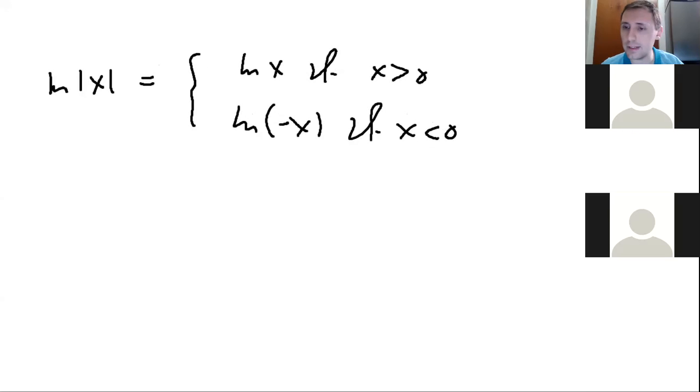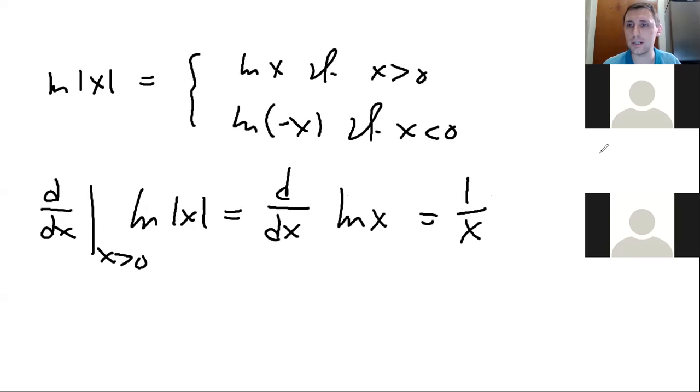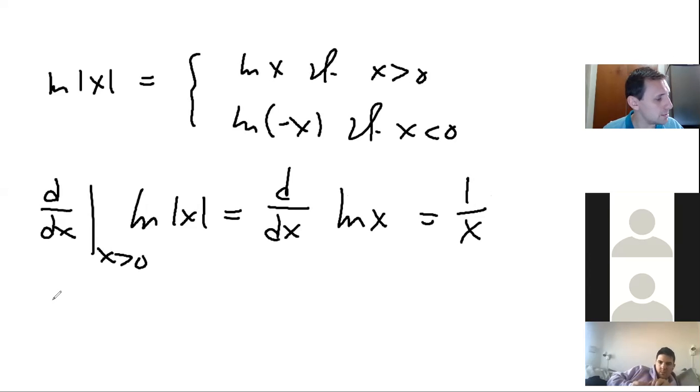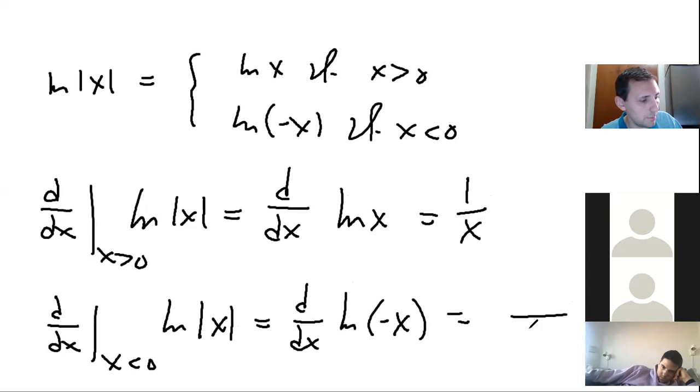So let's consider the derivative if x is positive. The derivative where x is positive of ln of the absolute value of x is the same as the derivative of ln x, which is 1 over x. You're with me? Now, what is the derivative when x is negative? That is the derivative of ln of minus x. We involve the chain rule, so we get minus 1 in the numerator over minus x. And still I get 1 over x.